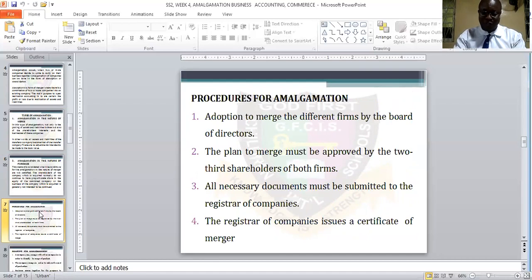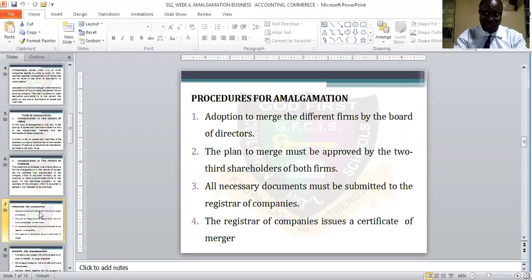Two, the plan to merge must be approved by the two-thirds. Let's say we have 7 shareholders, at least two-thirds of the shareholders should be able to agree or approve the merger of both firms, company A and company B together. That is for the second one.